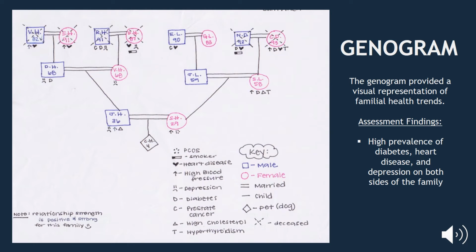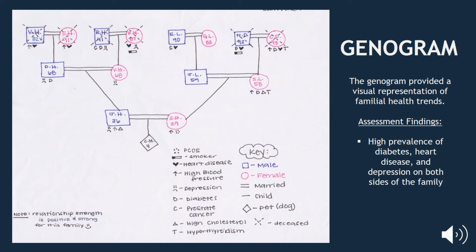Alright, so this genogram is the visual representation of the family's health history. This tool has proved to be helpful in promoting family health as genetic conditions, familial conditions, and psychosocial patterns can be visually examined. So, some of the findings were a high prevalence of diabetes, heart disease, and depression on both sides of the family.